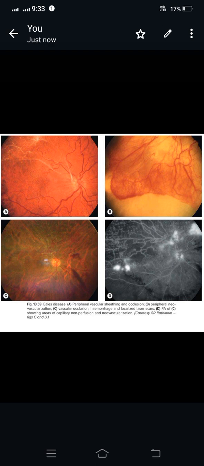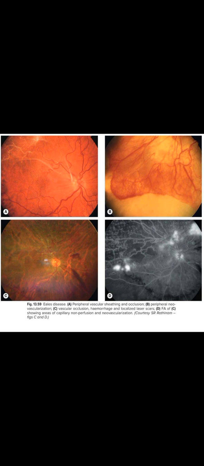There are many complications of Eales disease, like tractional retinal detachment, neovascular glaucoma, cataract, uveitis, and macular epiretinal membrane. So we have to look for these as well. Clinically, we can observe snowballs as well in the vitreous. That's all. Thank you.